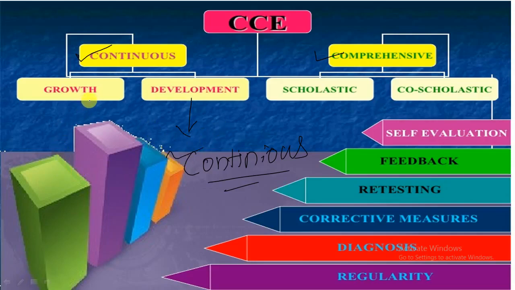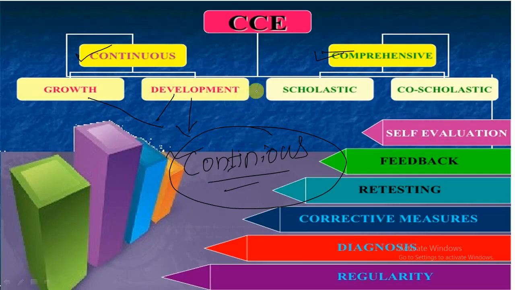You know that when we learn about growth and development of a child in our psychology and pedagogy paper, we learn that development is a continuous process, but growth is not a continuous process, though it works sometimes continuously. Then the second term is comprehensive. What is comprehensive? It works for the all-round development of a child. It means you can use CCE in scholastic and co-scholastic nature wherever it is needed.